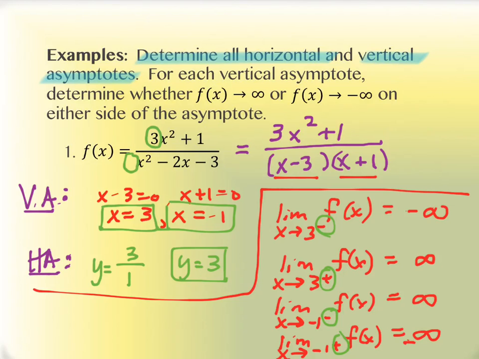Gotcha. So that's where the 3 and the 1 came from, since they were both x squared. Yes. Okay. Yes. All right, one other type of asymptote.